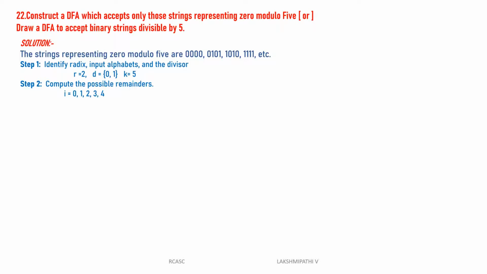Apart from this, will any other remainder come? Students? For example, here the possible remainders are I is equal to 0, 1, 2, 3, 4. Apart from this, will any other remainders come when dividing by 5? Any student? No, sir. Chetan, good. So I is equal to 0, 1, 2, 3, 4. These are the possible remainders.